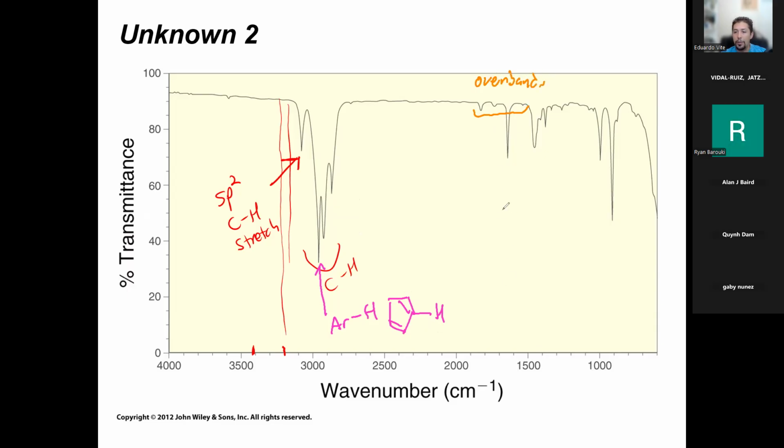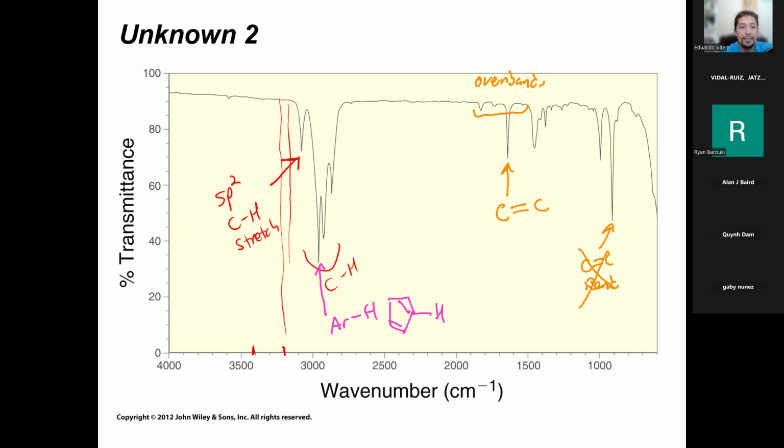You also have a peak at around 1600 that is very sharp. This is your carbon-carbon double bond peak. Not very strong, but very sharp. And this one is probably some sort of carbon-carbon bend. I don't really know, it's hard to prove. All we know is we have this sp2 CH stretch, this aromatic carbon-hydrogen very sharp peak, and this sharp but weak carbon-carbon double bond right where the overtones are located.